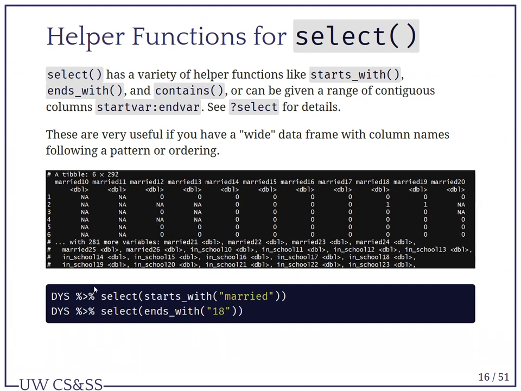So you could just take the Denver Youth Survey and then select starts with the word married, and it would give you just the columns that start with the word married. Or you could say, take the Denver Youth Survey and then select ends with the number 18, so that we're looking at just the 18-year-olds in the data set, and it'll give you this. This is tremendously useful, particularly with survey data that's often in this format.